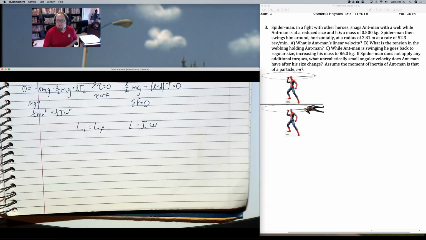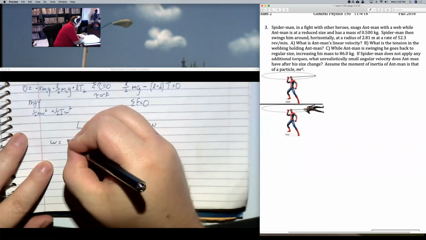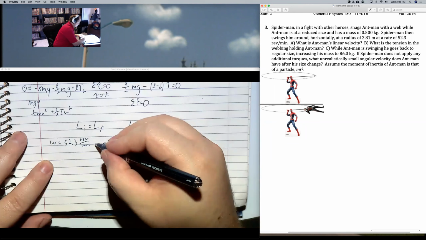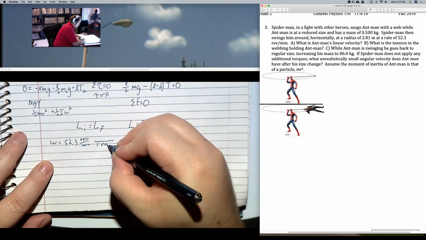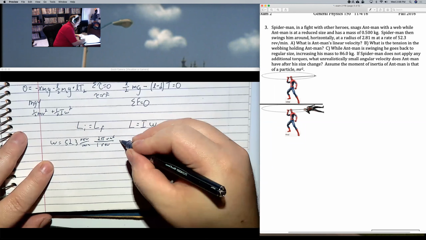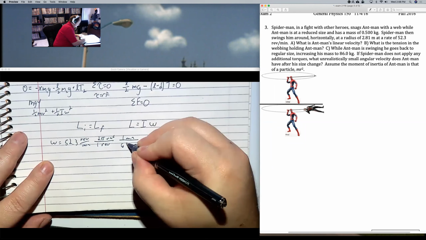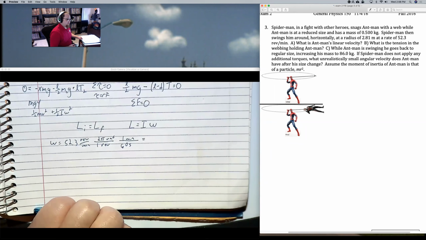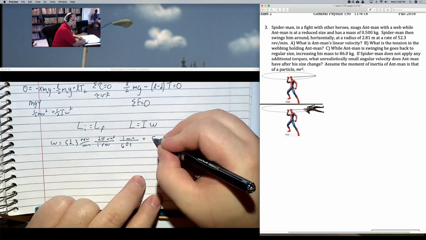So it says Spider-Man in a fight with other heroes snags Ant-Man with a web, while Ant-Man is at reduced size and has a mass of 0.5 kilograms. Spider-Man then swings him around horizontally at a radius of 2.81 meters at a rate of 52.3 revolutions per minute. Okay, I'm going to stop myself right there and say that if omega is 52.3 revolutions per minute, I need to convert that. Well, one revolution is 2 pi radians, and 1 minute is 60 seconds. And so this conversion will be multiplying by 2 pi divided by 60. 52.3 times 2 pi divided by 60 is 5.48.